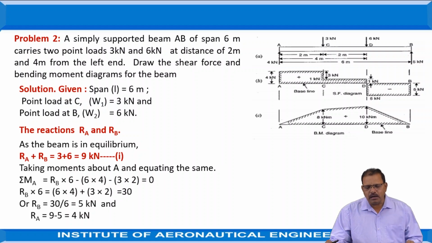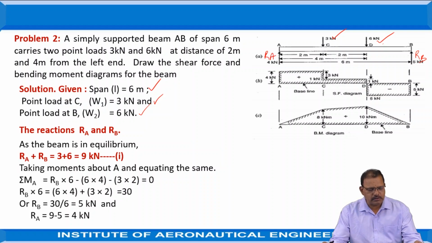A simply supported beam of length 6 meters carries two loads, 3 kilonewtons and 6 kilonewtons, at distances of 2 meters and 4 meters from the left end. Draw the shear force and bending moment diagrams of the beam. The given data in the problem is the length of the span is equal to 6 meters. The point load at C is equal to 3 kilonewtons. The point load at D is equal to 6 kilonewtons. The supports are acting at A and B, so the reactions can be treated as RA and RB.